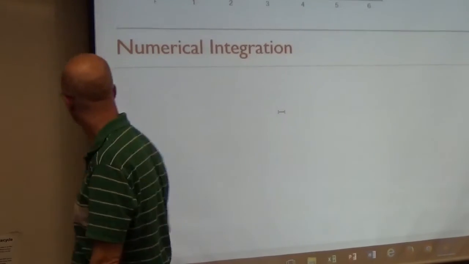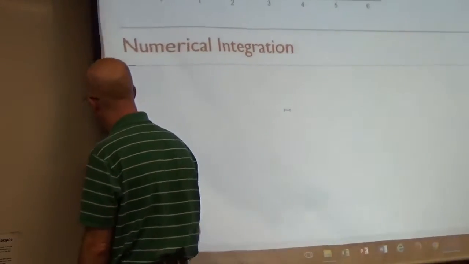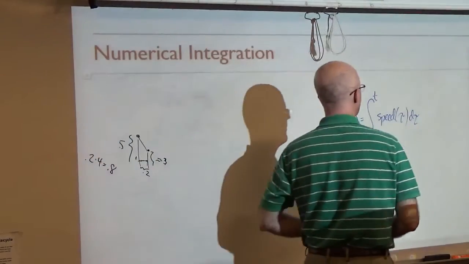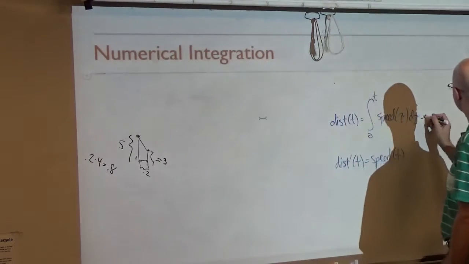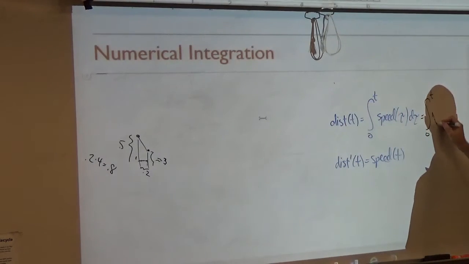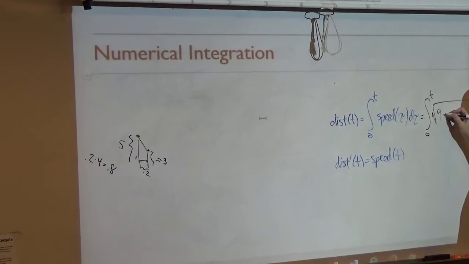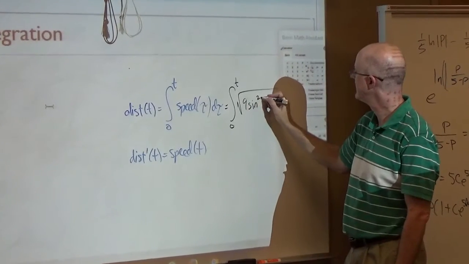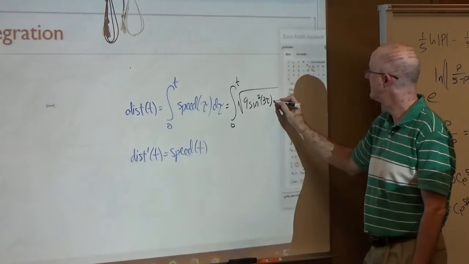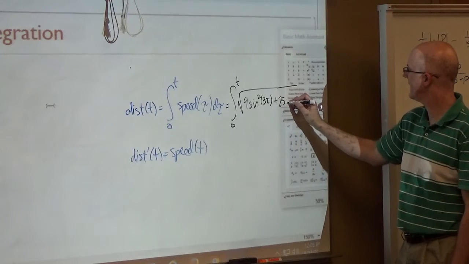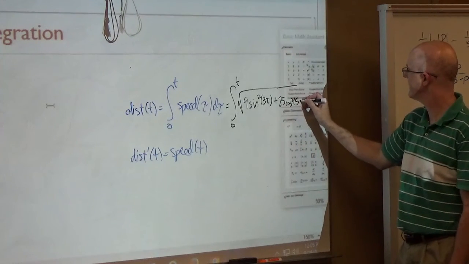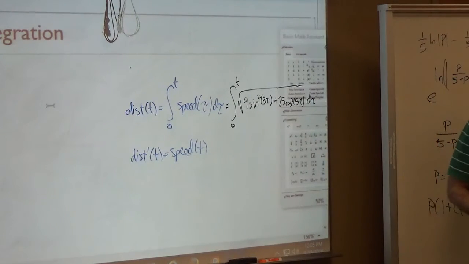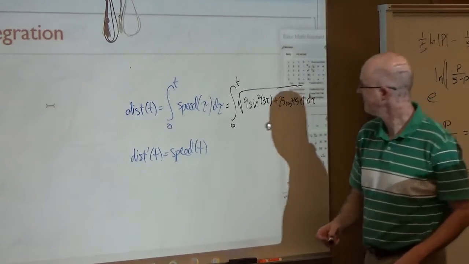Numerical integration. What are we integrating here again? We are integrating speed, which again was what? The square root of, what was it, 9 sine squared 3t, I think? Is that right? Except I'll use a tau here. Plus 25 cos squared 5 tau. Does that sound right? Write it down. Looks good, okay.